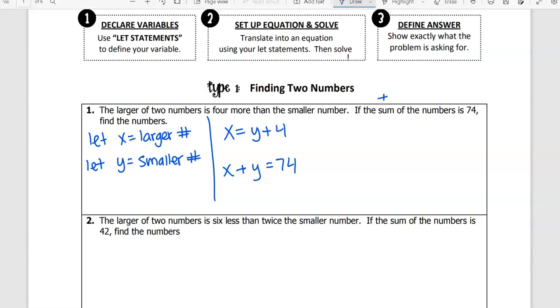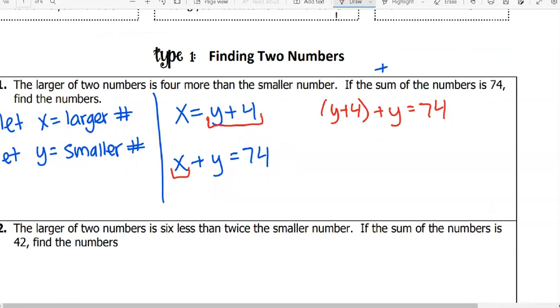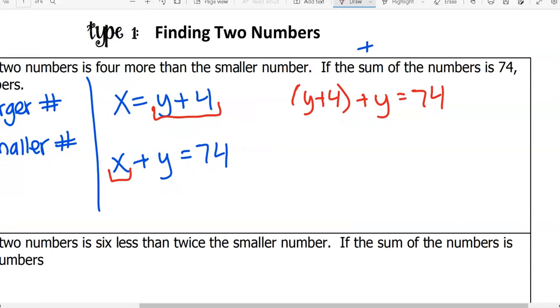We're going to use something called substitution. We know technically what x equals: right now, x equals y plus 4. So I'm going to replace this x with y plus 4, so y plus 4, that's my x, plus y equals 74. Have you heard of substitution? This is technically what we're doing. X is y plus 4, so instead of x plus y, we're saying y plus 4 plus y.